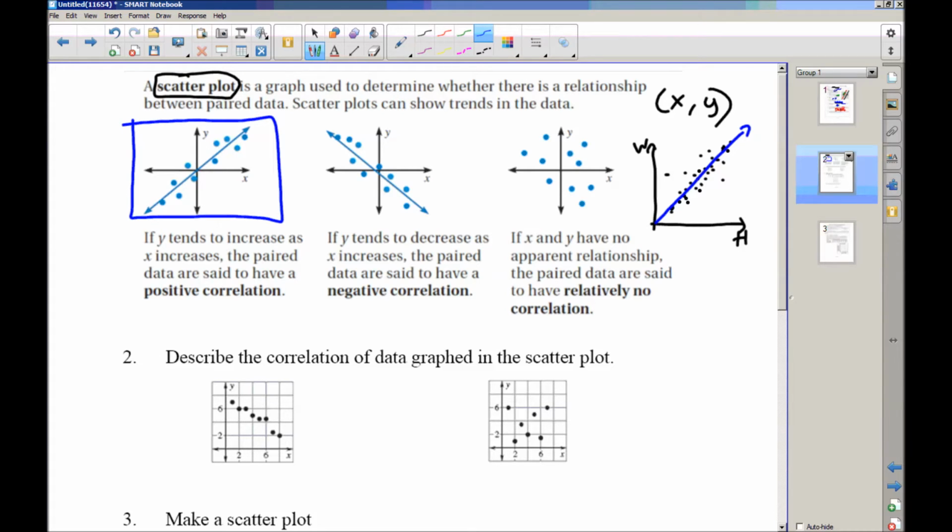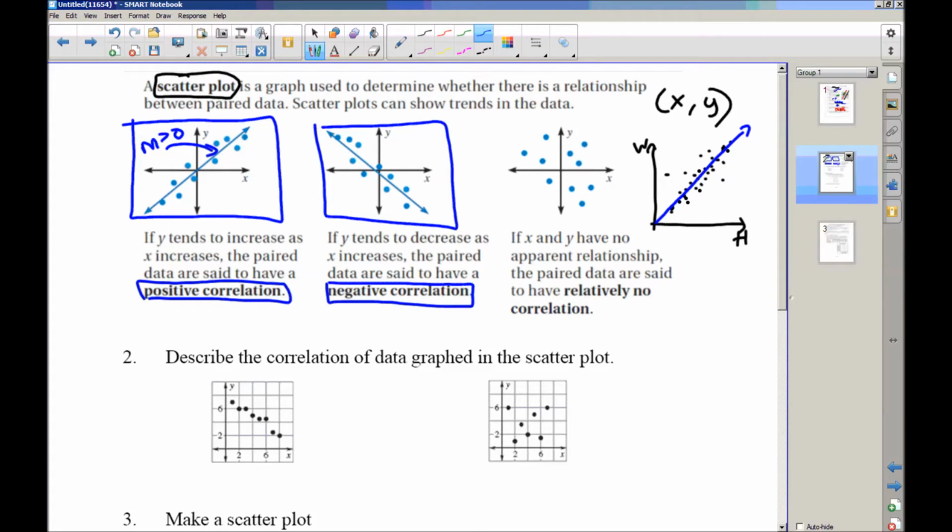So the first one, notice this is like our height and weight data. The trend is it's going up from left to right. So this is a positive trend because the slope of this line that we could draw through it would be a positive slope, m is greater than 0. In our second one, the data seems to be going downwards from left to right, so we get a negative correlation, and that's because the slope is less than 0.